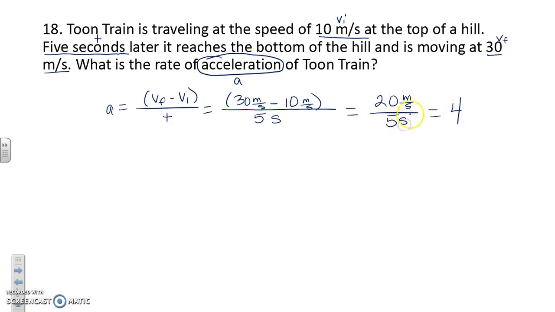Do those units cancel? No. Why? Because we're looking for acceleration. And remember, acceleration has to have 2 things for time in the bottom. And since they're both on the denominator, they both combine. So it's going to be 4 meters per second squared.